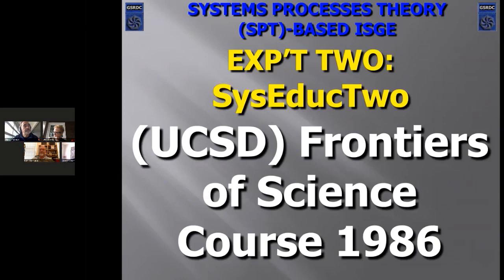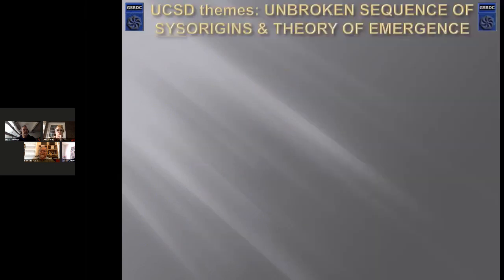Now, University of California, San Diego, UC Irvine, UC Berkeley are all outstanding schools. And in fact, they were just in the top 15 or so nationwide in a recent study. So I ran a Frontiers of Science course in 1986, at least that's what they called it. And the themes were essentially the unbroken sequence of systems origins, which I now espouse, and my theory of emergence. But of course, it wasn't called those things. That was just the themes. And I'm going to now show you the 1986 preserved syllabus on the next 5 slides.